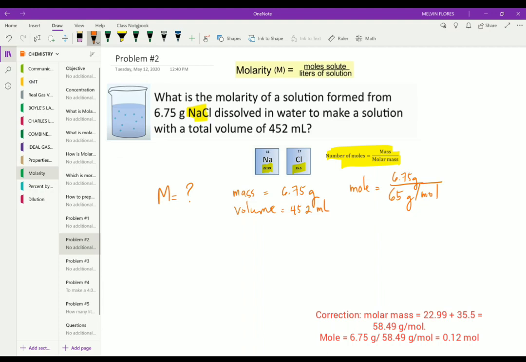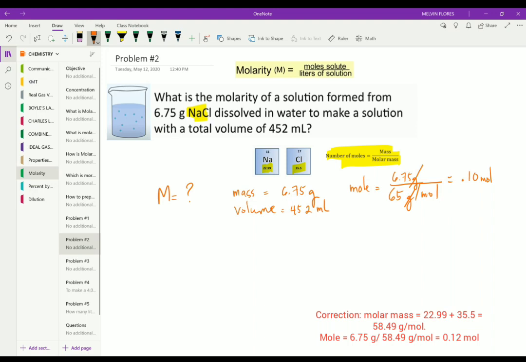Now you're going to cancel the gram. What you have is the number of moles. So that's 6.75 divided by the molar mass, and you're going to get 0.10 mole of NaCl.